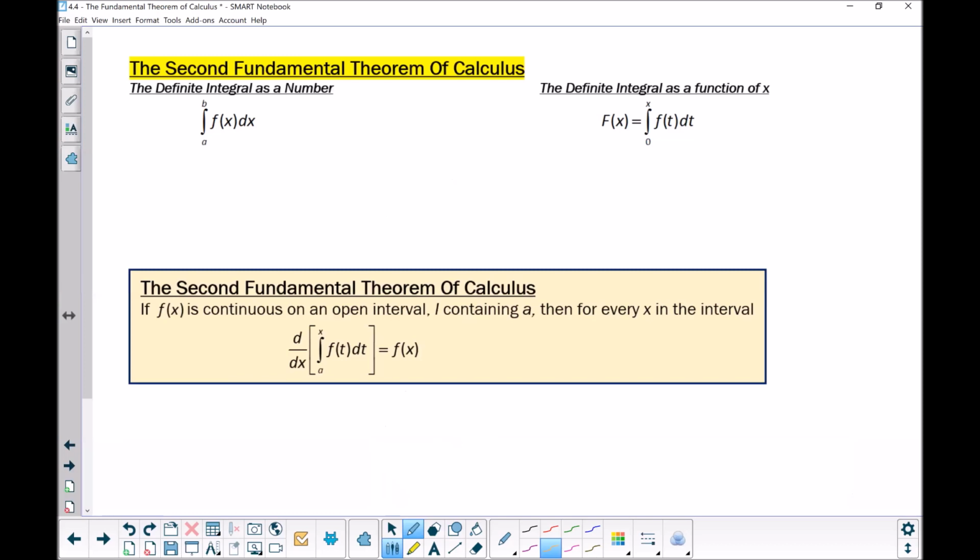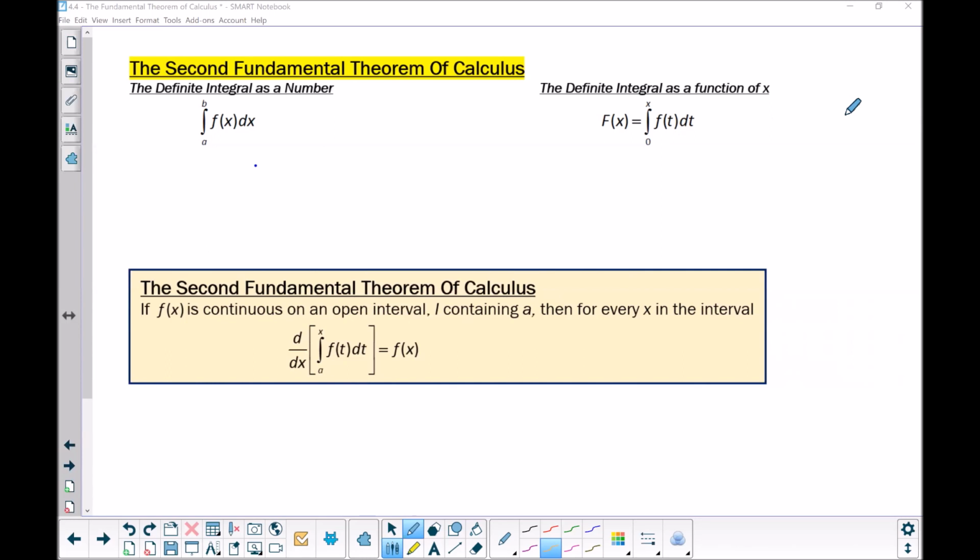Okay, so we have this idea called the second fundamental theorem, and it says we've got the definite integral as a number. Okay, that's interesting. And then over here we have the definite integral as a function of x. Okay, so what's up with that?